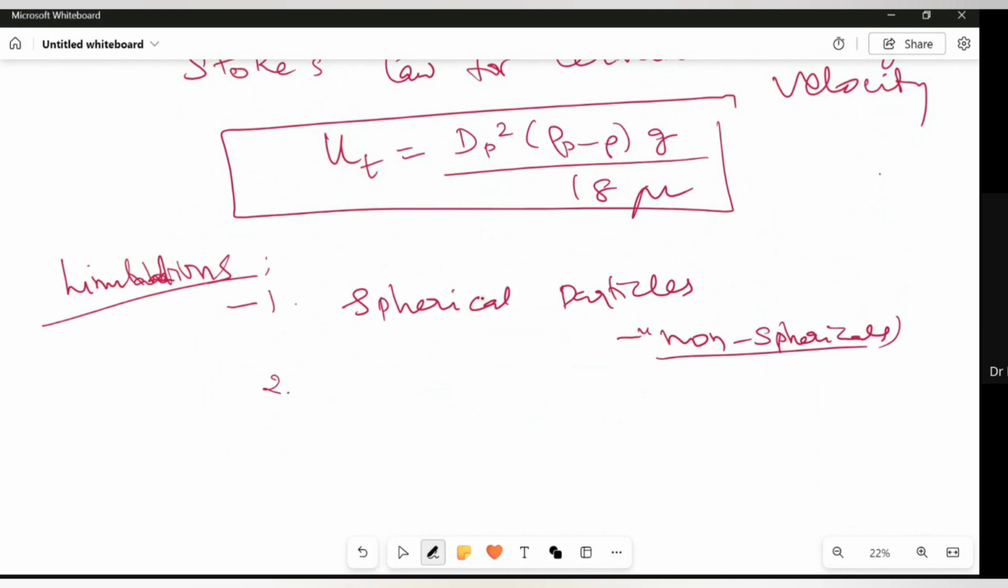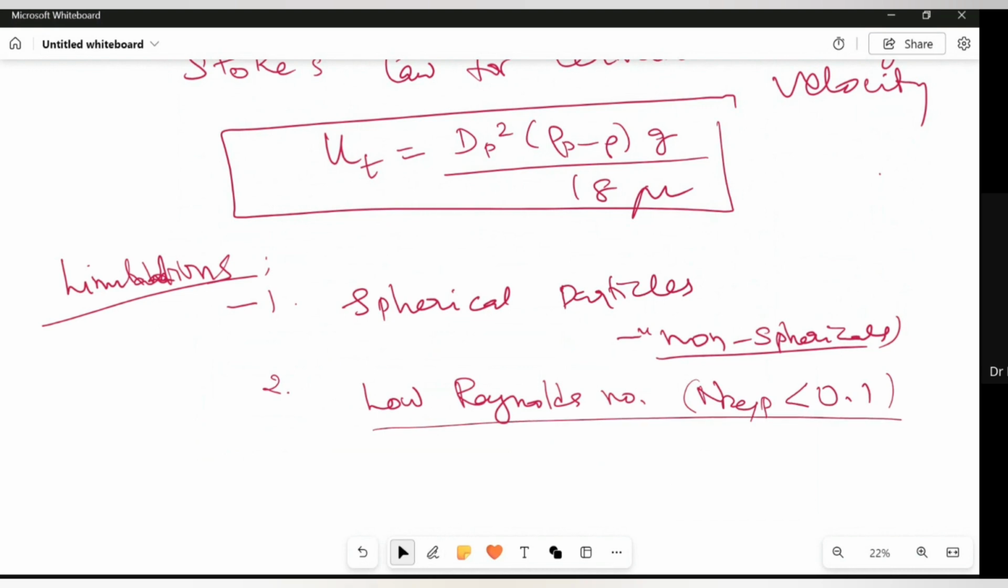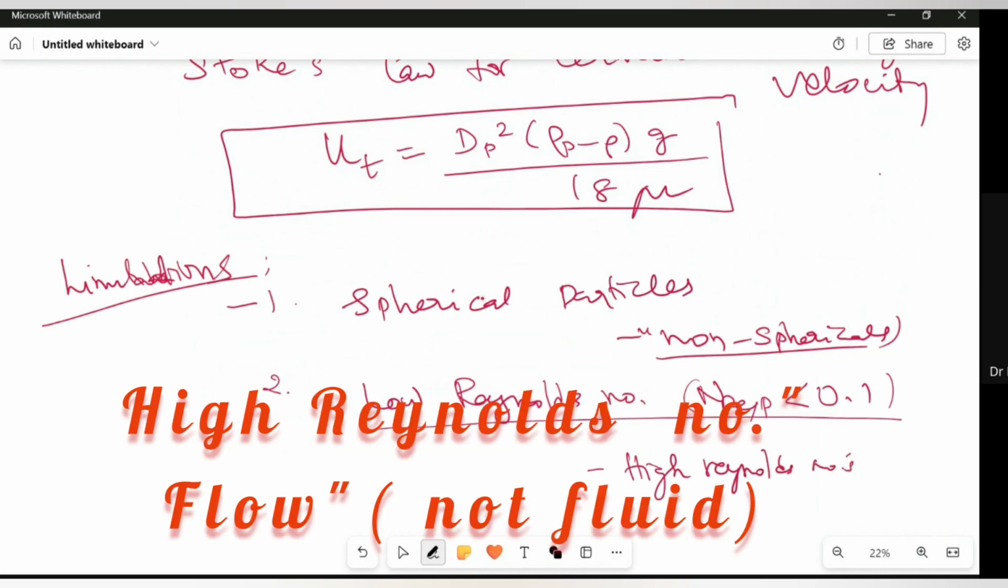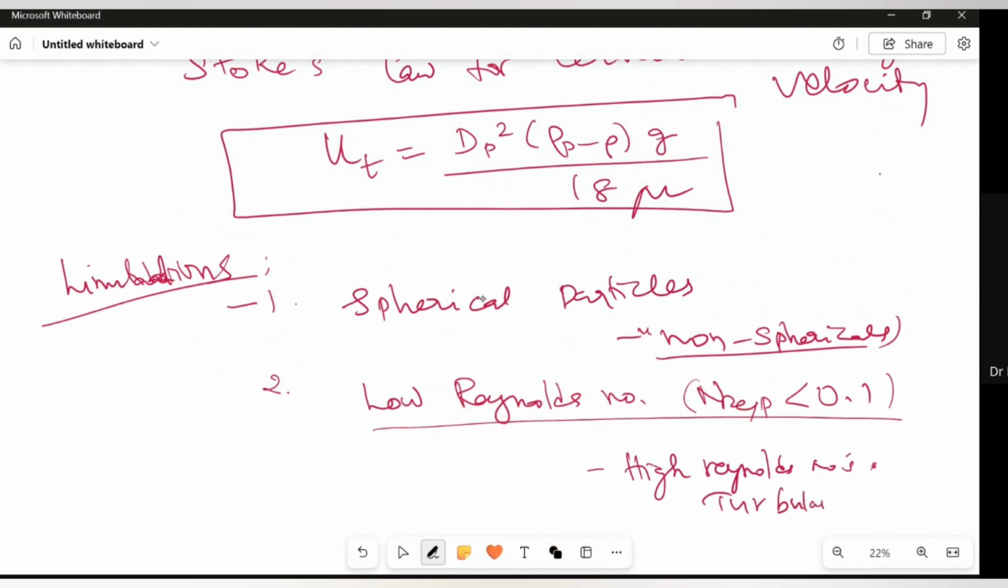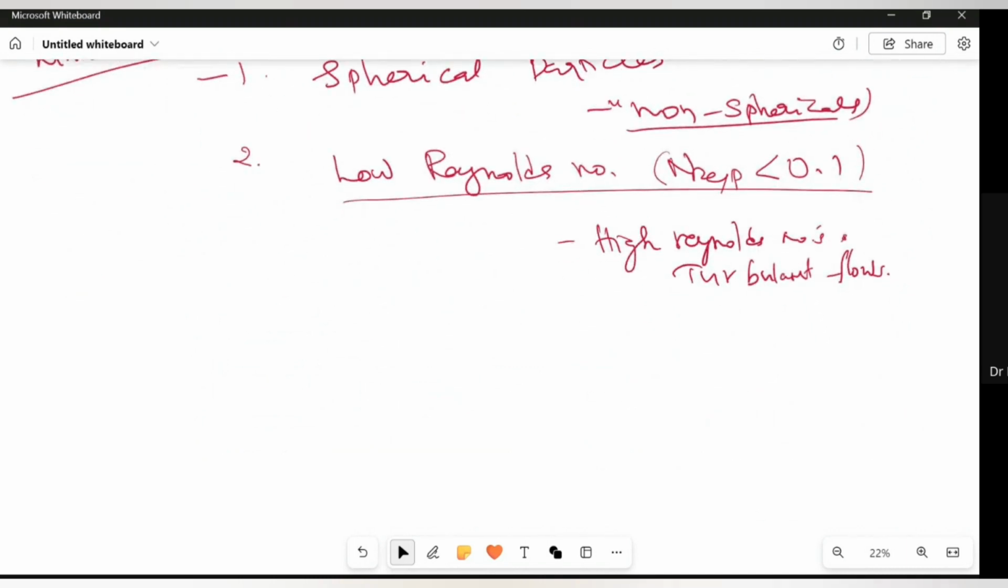And the second limitation is, in the assumptions we have made, it's applicable for low Reynolds number, particularly when the Reynolds number of the particle is less than 0.1. That is why this Stokes flow is also called low Reynolds number flow. Because of this limitation, this is not applicable to high Reynolds number fluids and turbulent flows. So these are the limitations.